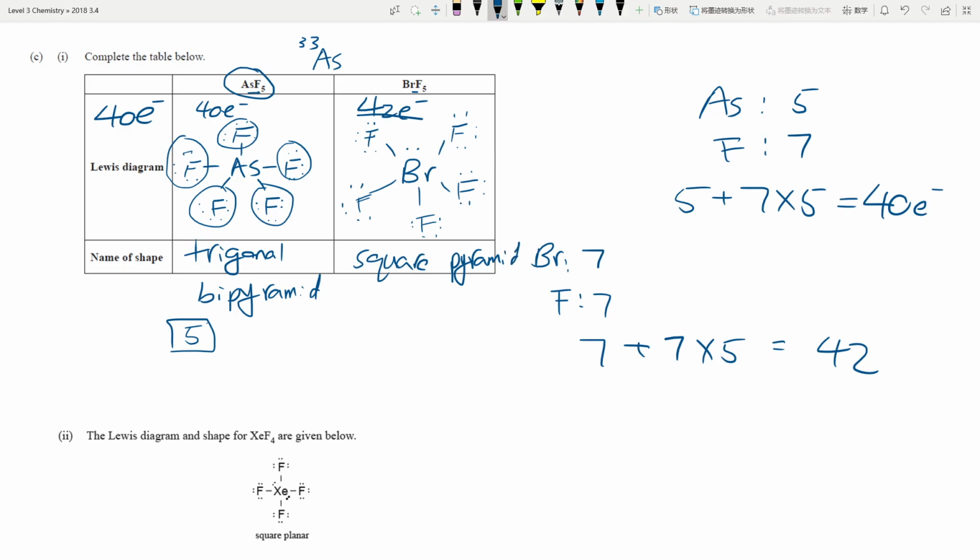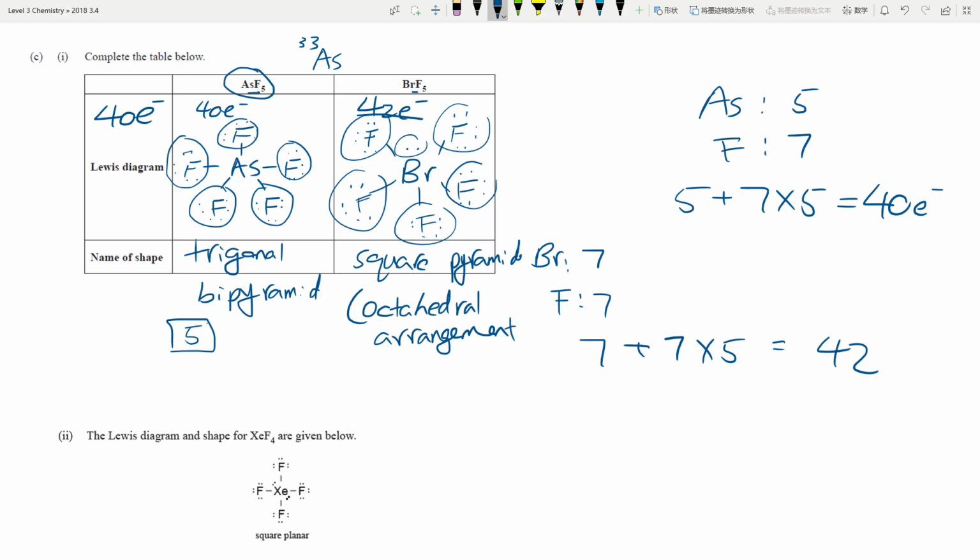And why is that? Because this has, I'm just going to put this in bracket, don't write this down, but I want you to understand this has an octahedral arrangement. Okay, so because you have 6, so this is 1, 2, 3, 4, 5, 6 regions of electron density, but you can't see the lone pair, hence it's a square pyramid.